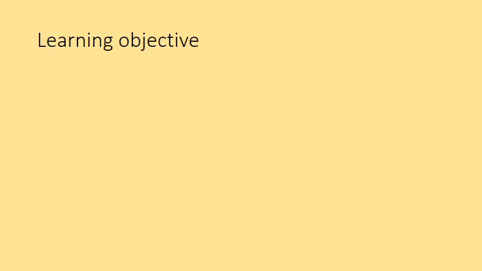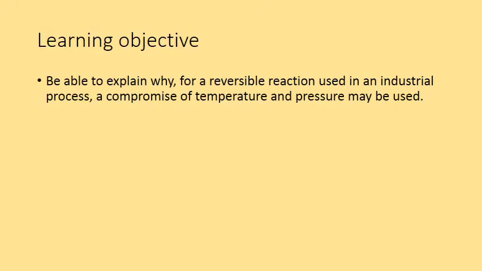Our learning objective for this lesson is we want to be able to explain why, for a reversible reaction used in an industrial process, a compromise of temperature and pressure may be used when making a chemical, for example.